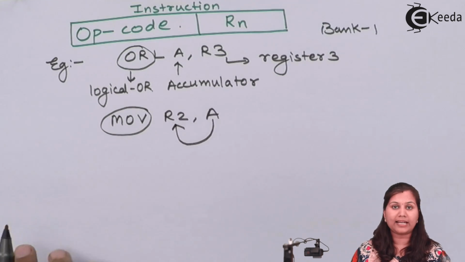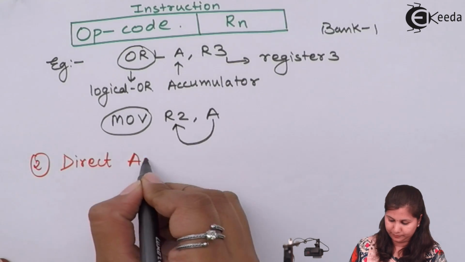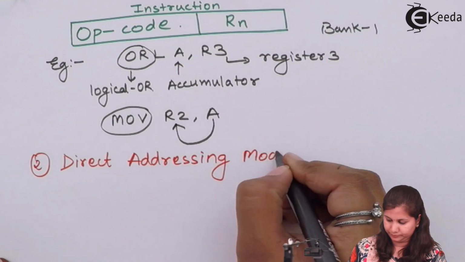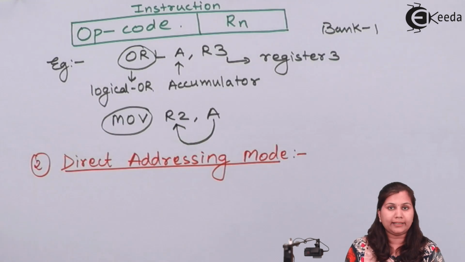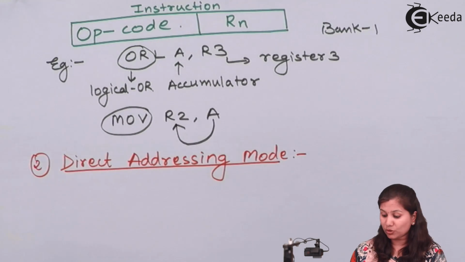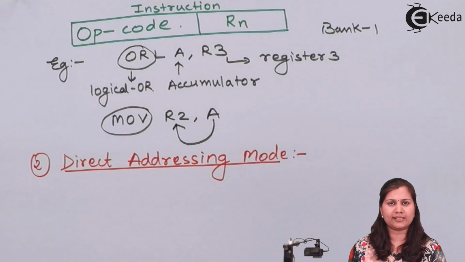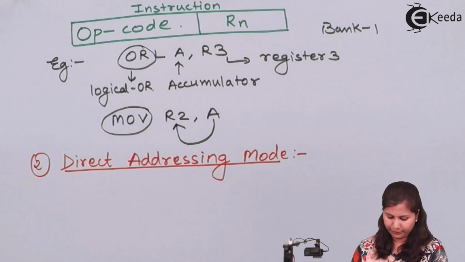The next addressing mode we have is the direct addressing mode. In direct addressing mode, the data is stored at some memory location, and that memory location is directly specified in the instruction itself. That is why it is called direct addressing mode, because we need not specify the register in this case, and no indirect addressing is there. Directly the address where the data is stored is given in the instruction.